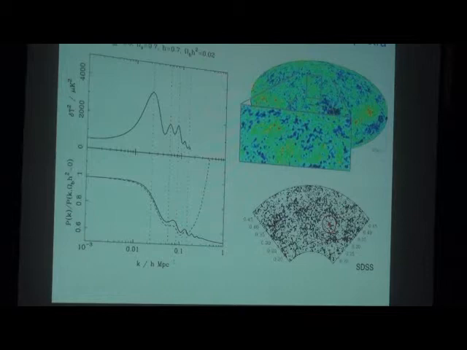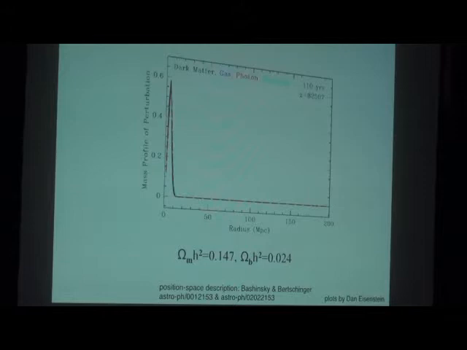Okay. So I'm just going to go through the configuration space, that's the real space definition of how the acoustic oscillations come about. I will then tell you about the Fourier space one and get you to think about how the two are related.